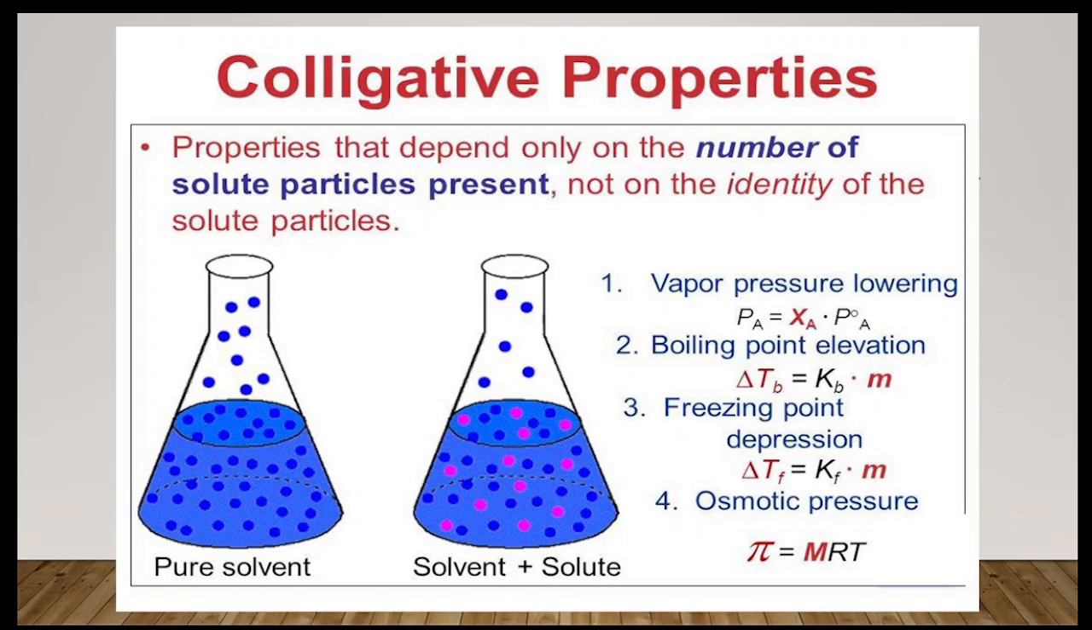As you can see in the image, there is the pure solvent and there is a solvent plus solute. There are four types of colligative properties: vapor pressure lowering, boiling point elevation, freezing point depression, and osmotic pressure. We'll be looking at these in detail in the coming slides.